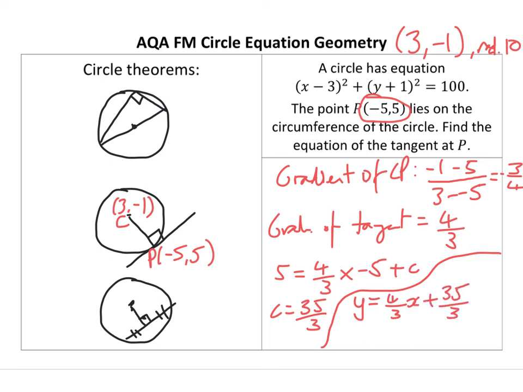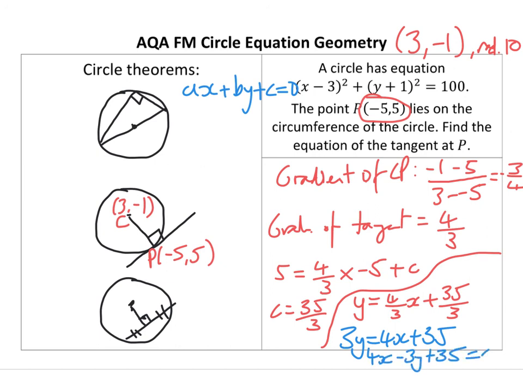Or it could ask me to write it in the form, and I'll do it in a different colour actually, ax plus by plus c equals 0. It's quite A-level-y. All right, but if I was to do it in that form, I'd multiply by 3, so I get 3y equals 4x plus 35, which I'd then rearrange to get 4x minus 3y plus 35 equals 0. Okay, but any of those is absolutely fine.